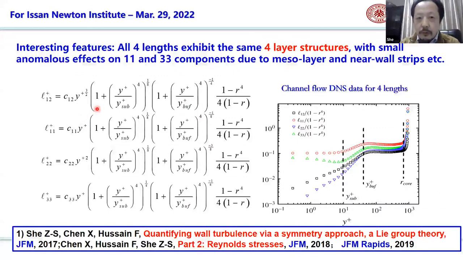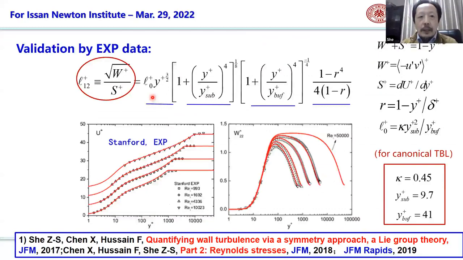So let me give you some evidence of the validations. These are the Stanford experimental data for the TBL for four different Reynolds numbers. And on the right is the vertical energy prediction.